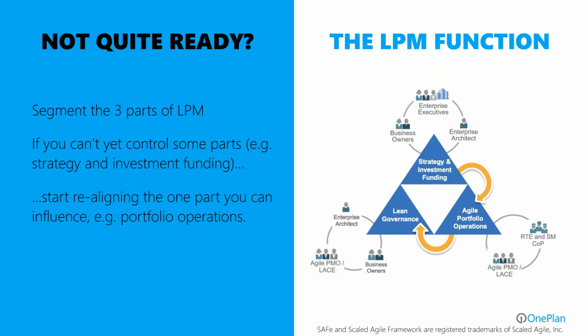If you're in the world of portfolio management, you've got those 3 areas we mentioned before. Maybe in your role you can't control strategy and investment funding. Maybe you can't control lean governance. Maybe you can control some elements of agile portfolio operations, i.e. what's happening week to week, month to month.